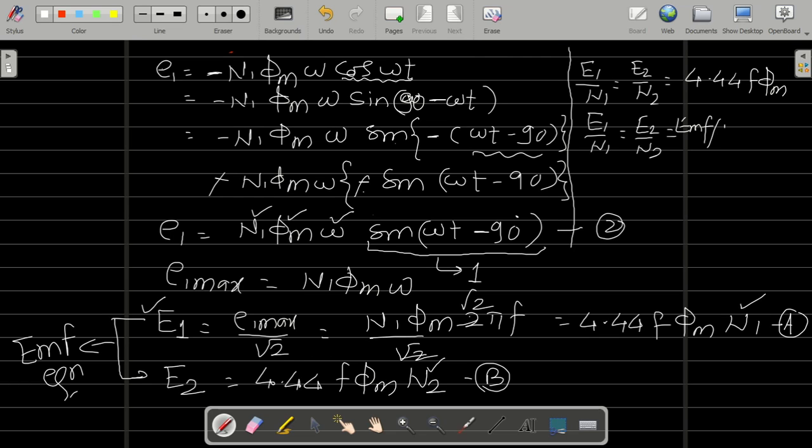EMF per turn, we call it ET. If you design ET, EMF per turn on the primary side equal to EMF per turn on the secondary side, it will be the same. Remember, EMF per turn on the primary side and EMF per turn on the secondary side will be the same. Let me rub this out a little.